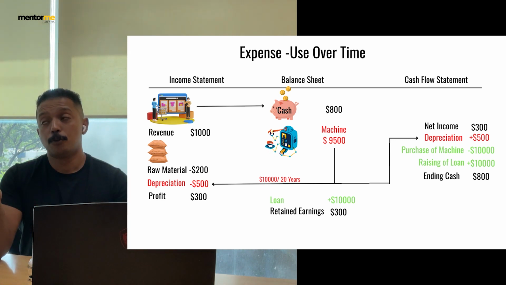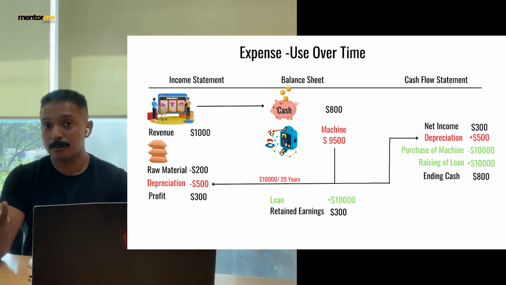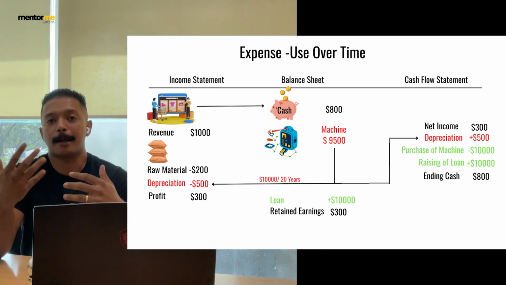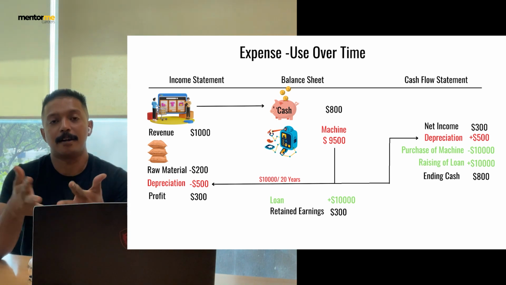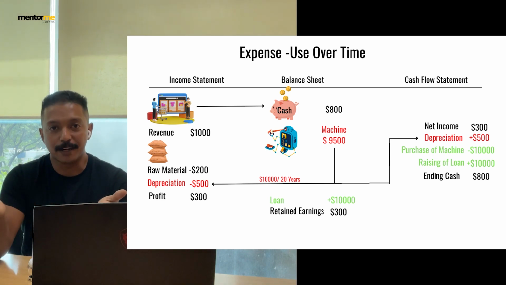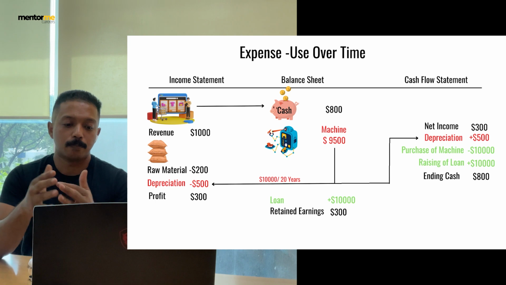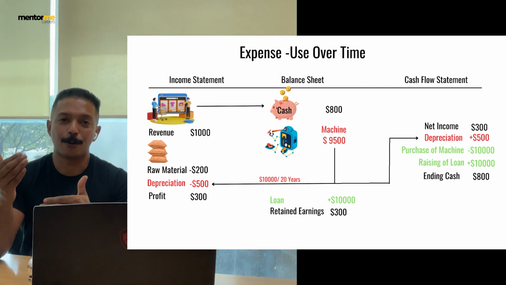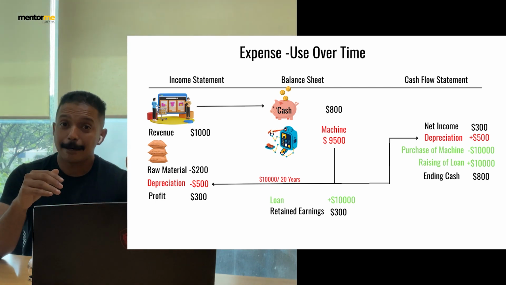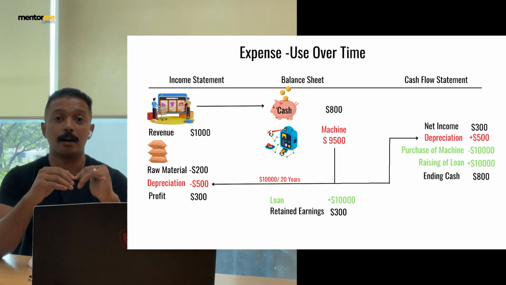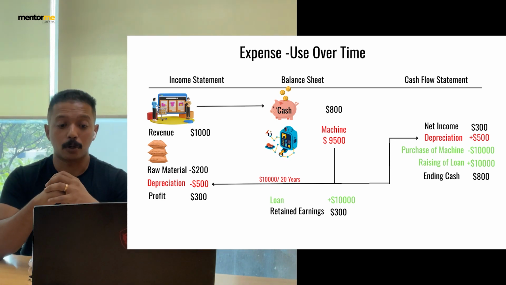Now, you might ask the question, how did you purchase the machine? There can be various ways. You can either purchase the machine using, let's say, cash, or you can also fund it, right? So in this case, we assume that we are taking a loan. So the loan increases by $10,000 on the liability side. At the same time, the asset goes up by $10,000.